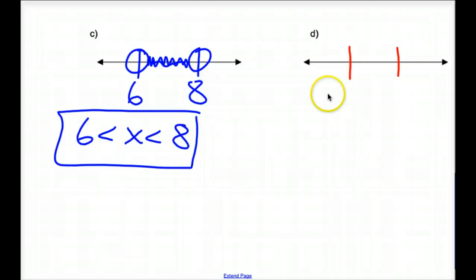-2 and 3. And I want one of each. Give one filled in circle and one open circle. Which way do you want to go, Madeline?